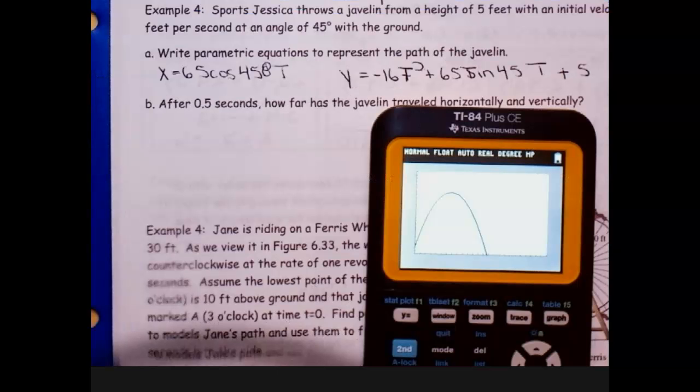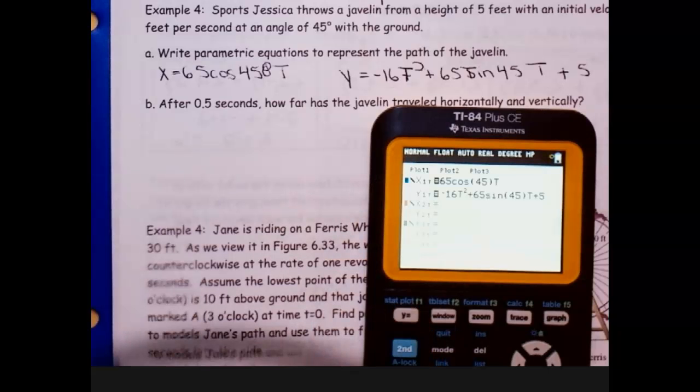Okay, for the second one then, again, I went ahead and wrote out my equations. I went ahead and typed them under y equals, and then I played around with my window, and this was finally the window that I got here. They want to know after 0.5 seconds how far has the javelin traveled horizontally and vertically.